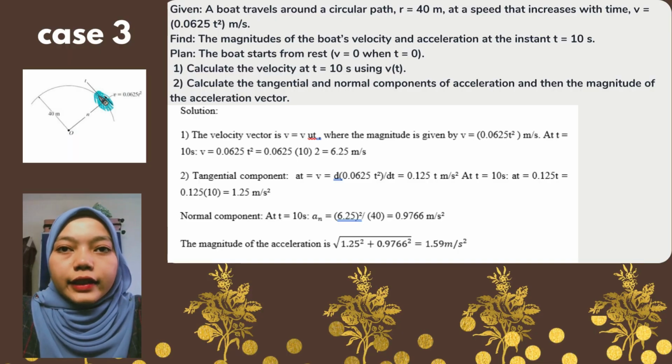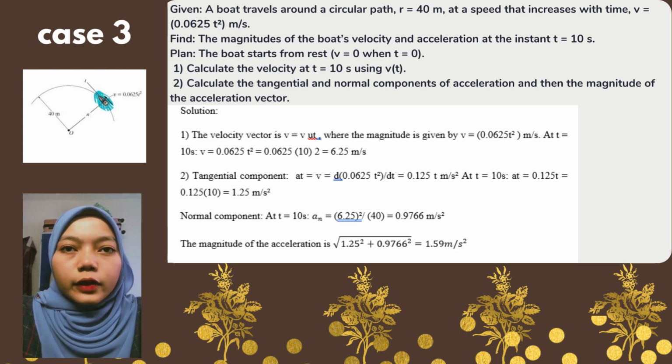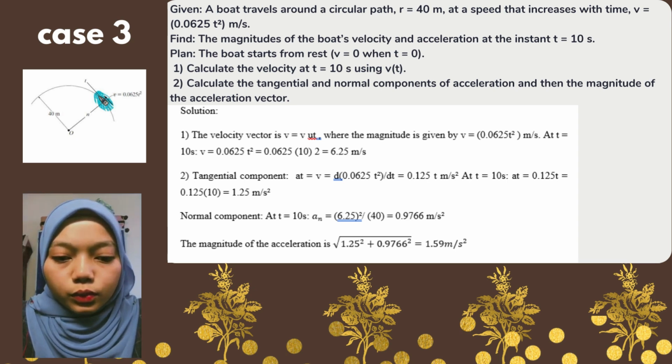Study case 3. Given a boat travels around a circular path, r = 40 meters, at a speed that increases with time, v = 0.0625 t² m/s. Find the magnitudes of the boat's velocity and acceleration at the instant t = 10 seconds. Plan: the boat starts from rest, v = 0 when t = 0.